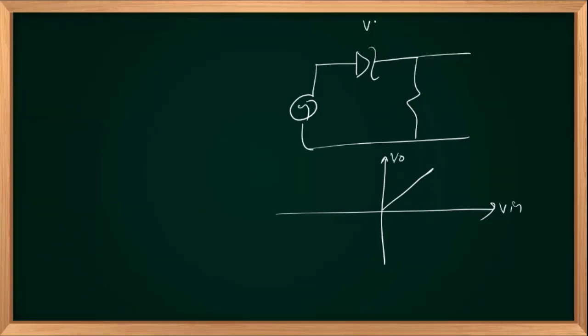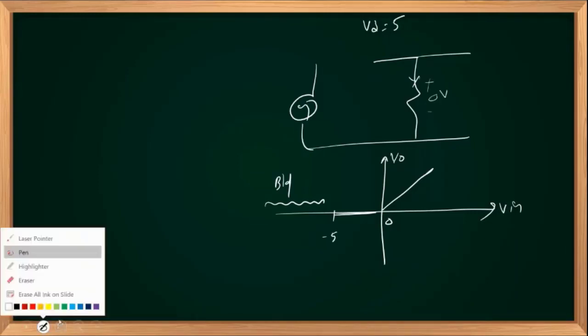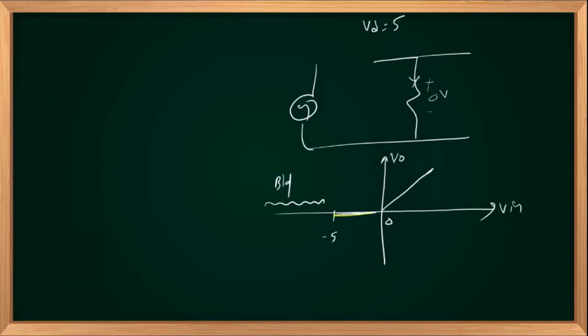Then if Vz is 5, if V in is less than -5, it breaks down. Here it breaks down. And from 0 to -5, it is in reverse mode before breakdown. Current equal to 0. This branch current equal to 0. Diode acts as an open circuit. So the drop across this resistance will be 0, as we discussed earlier. V out will be 0.